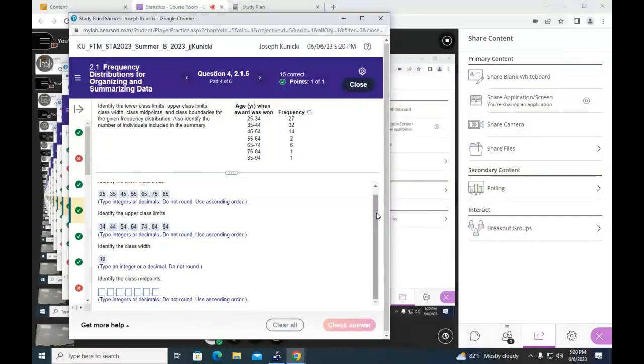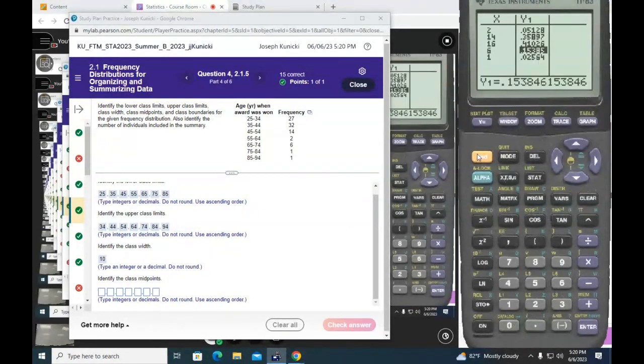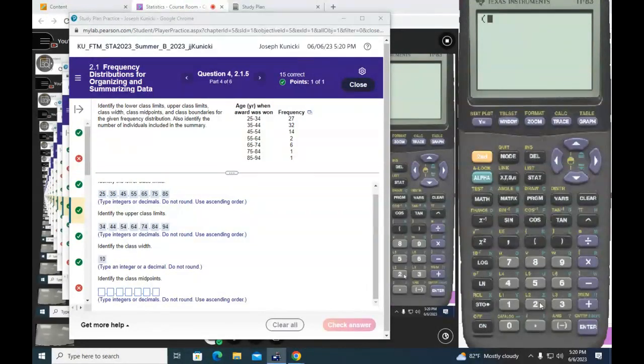It's the sum of the values divided by 2. So I'll use the calculator. I take the sum of 25 and 34. We're just taking the mean value. So it's 29 and a half. That's halfway. That's the midpoint for the first class. That's the midpoint between 25 and 34.